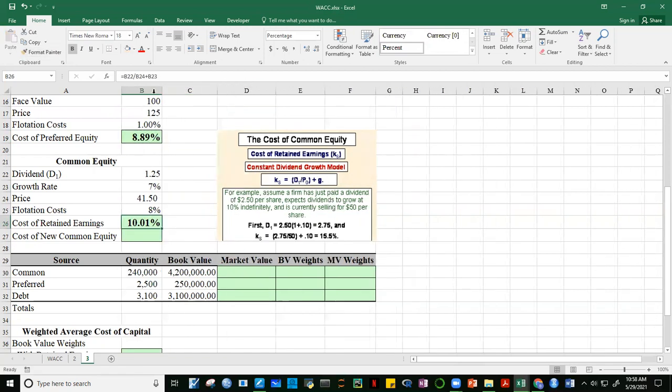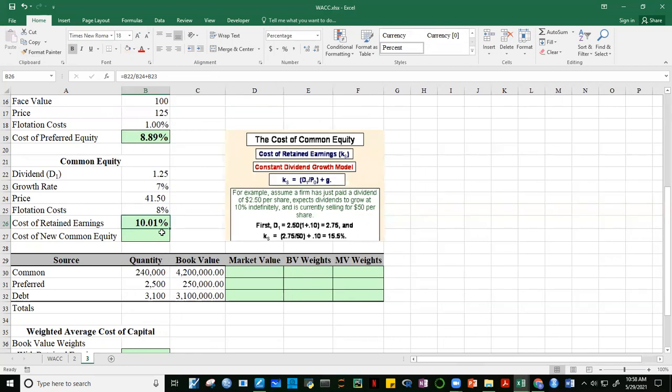So the cost of retained earnings is 10.01. Okay, but if it's a new equity, so anong kaibahan niya? Yung sa price, may flotation cost. So D1 is this one, then divided by what's the price? 41.5, but we have to net this. Babawasan natin yung 8% na flotation cost. Okay, and then plus G.